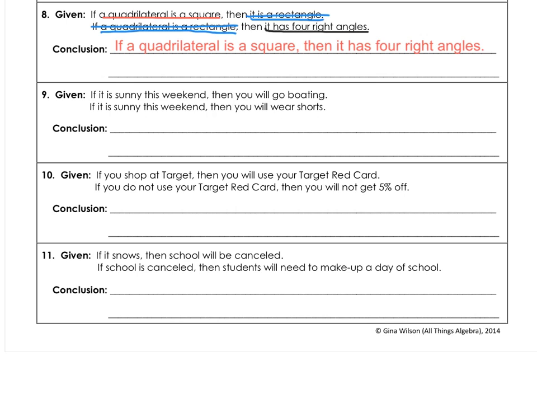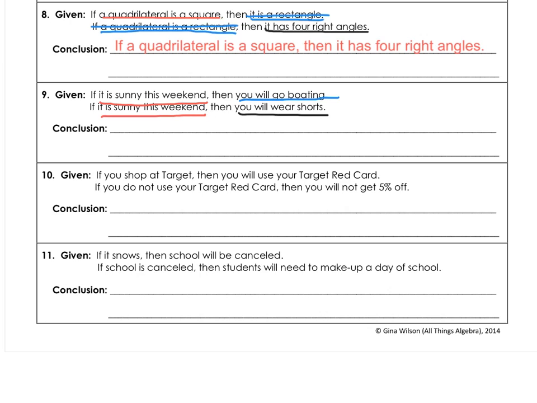Okay, our next one says if it is sunny this weekend, then we will go boating. If it is sunny this weekend, then we will wear shorts. So we need to look at our P's and our Q's. And so we have in the first conditional, it is sunny this weekend. And our conclusion, you will go boating. In our second conditional statement, we restate the hypothesis. It is sunny this weekend, and we have an additional conclusion, you will wear shorts.